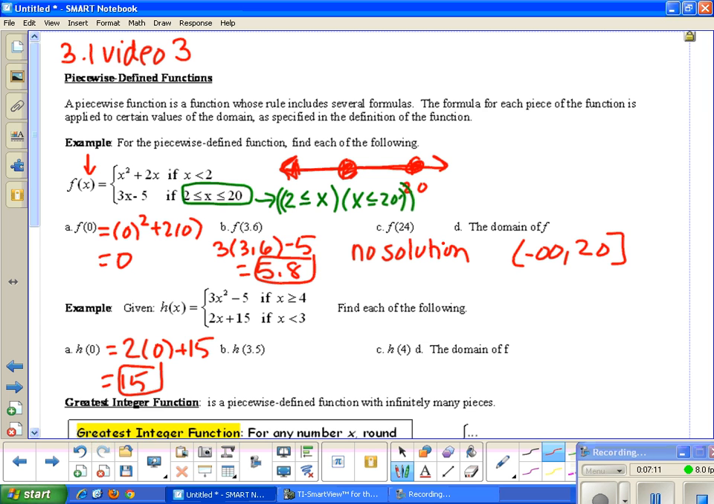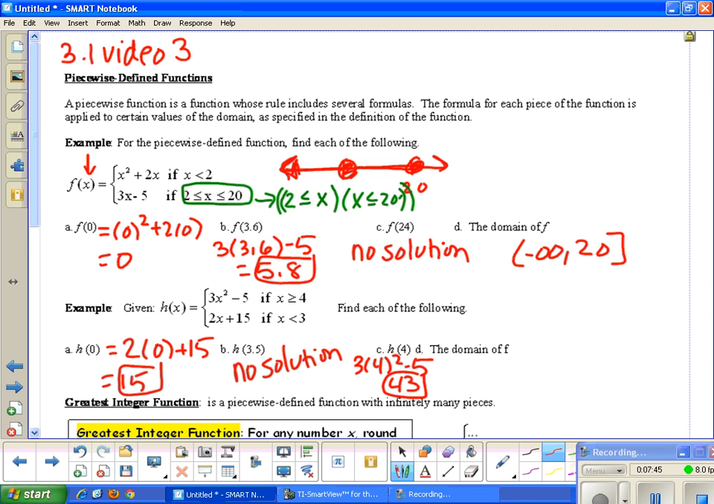If I do 3.5, 3.5 is bigger than 3, so I can't use the bottom equation, but in this case, if you look at the next one, it's not larger than 4, so because of that, this is not on our graph, so this would be no solution. And then if we do h of 4 and plug it in, well, 4 is greater than or equal to 4, so we're going to use the top equation, so 3 times 4 squared minus 5, which would give me 16 times 3 minus 5 is 43.